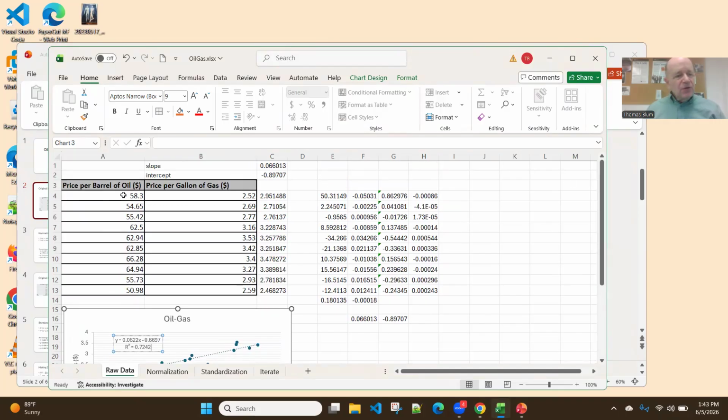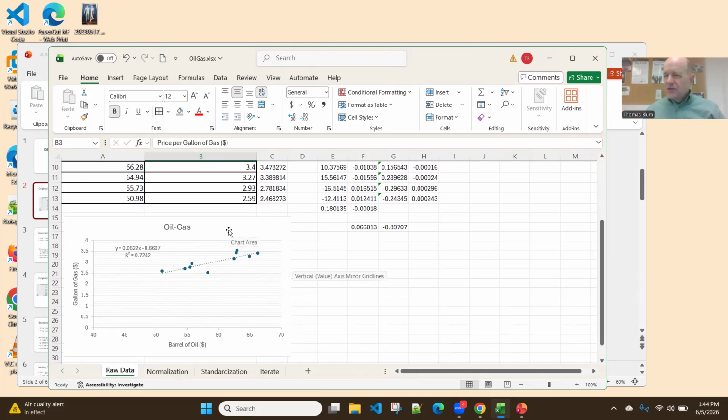So here's over in Excel the data. Here's my X data, barrel of oil, and a gallon of gas. I highlighted them, made an insert XY scatter plot and fit it. What does Excel like to call it? A trend line. I like to call it a fit line. They also call it regression. And then here is the answer. We have a slope, we have an intercept, we have an R squared, which is some measure of how good the fit is. Okay.